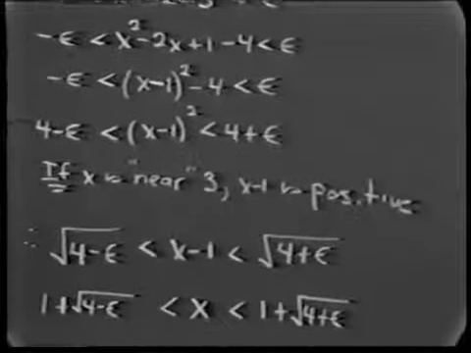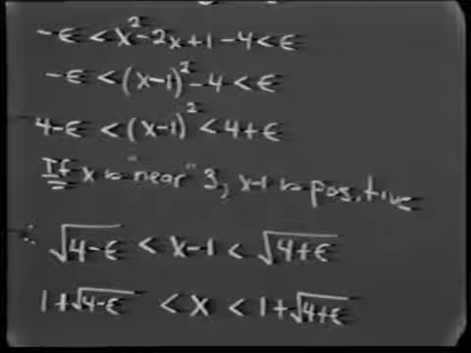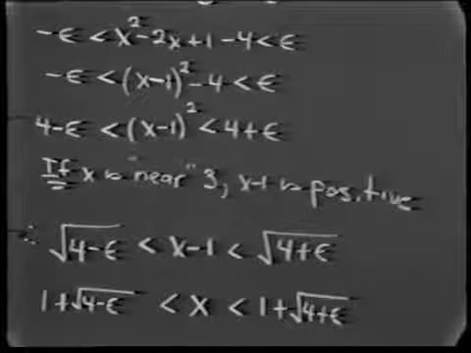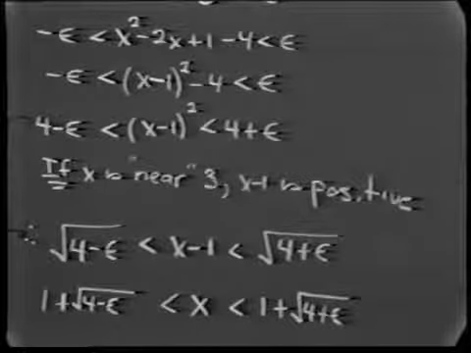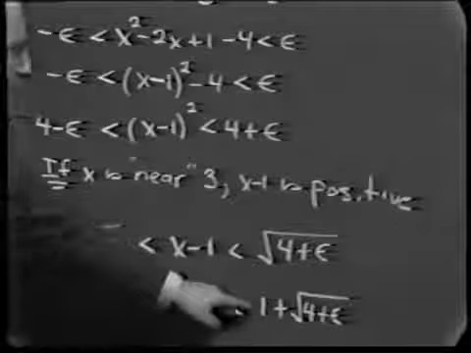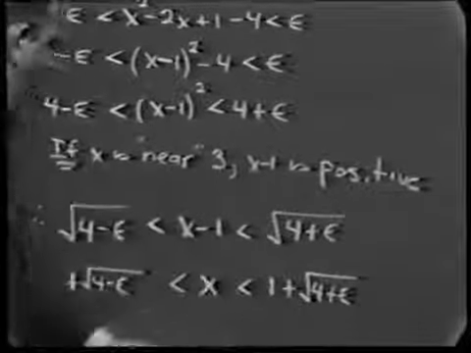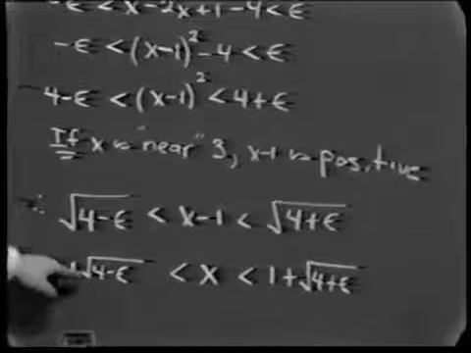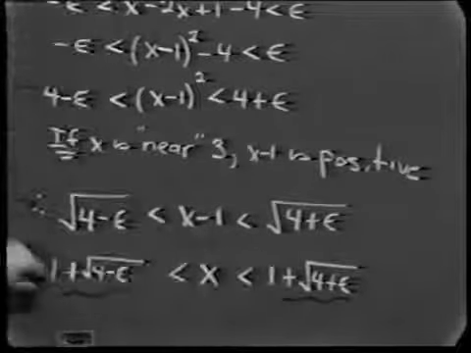In other words, from here, we can now say this. And from this, we can now conclude that if you want x squared minus 2x to be within epsilon of 3, x itself is going to have to be between 1 plus the square root of 4 plus epsilon and 1 plus the square root of 4 minus epsilon. And by the way, this is quite rigorous, but I don't think it turns you on.